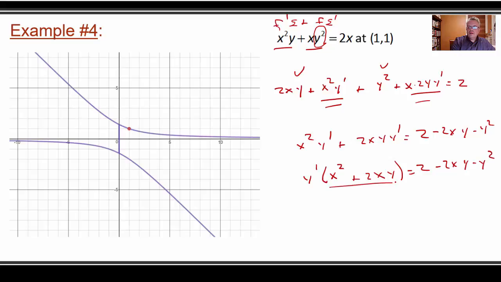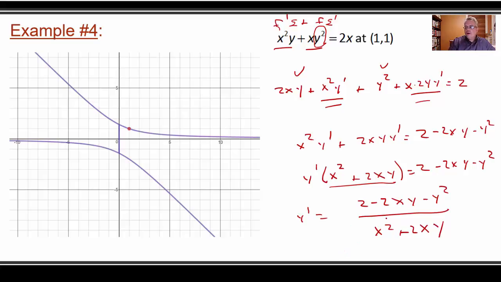And we just got to divide by this. So y prime equals 2 minus 2xy minus y squared over x squared plus 2xy. Holy cow. Now, we can evaluate that at (1, 1). Let's not and say we did, okay?